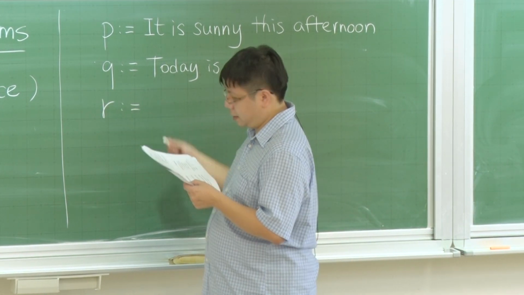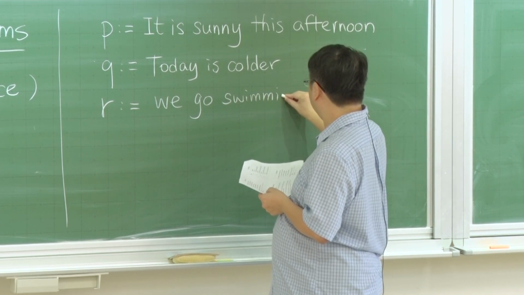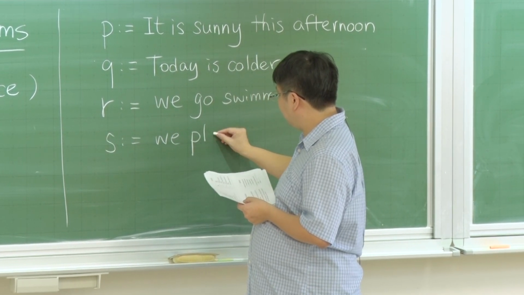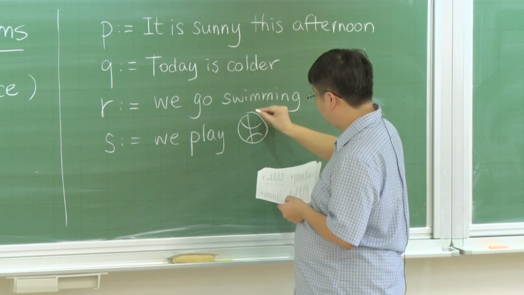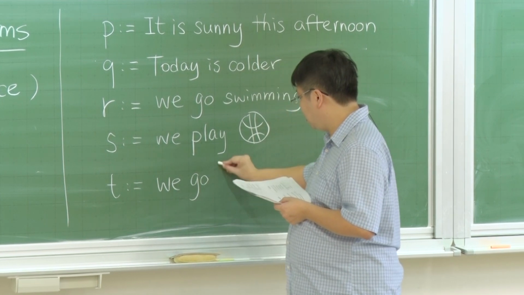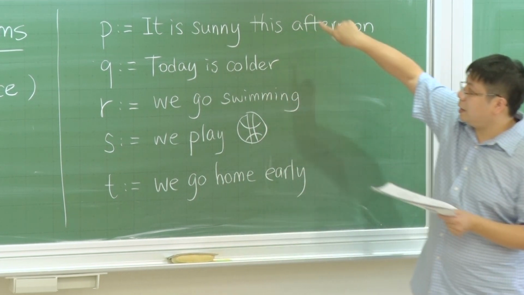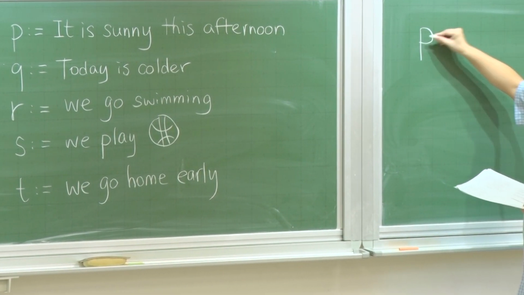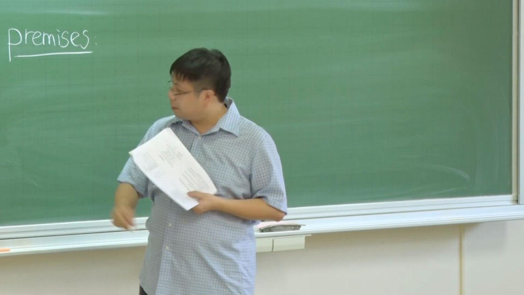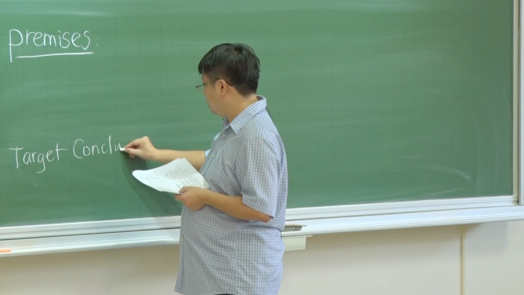And then R is we go swimming. And then let's say S is we play basketball. And then T is we go home early. Okay, so all these are sentences that are defined. And then we have some premises given. And then we hope to get some target conclusion in the end. So this is our target. Let's see if we can do so.